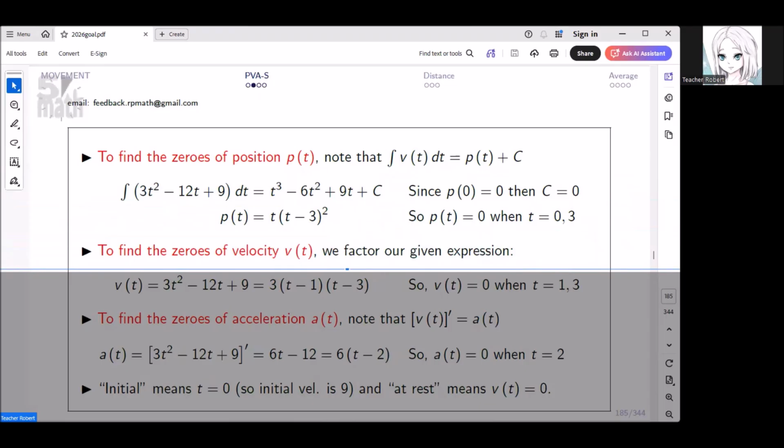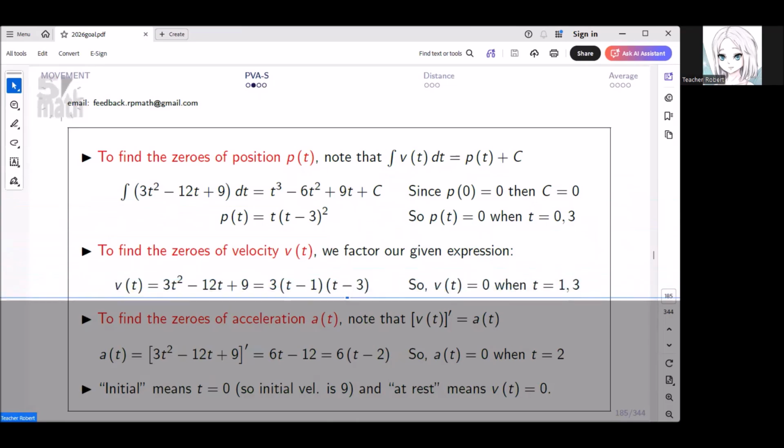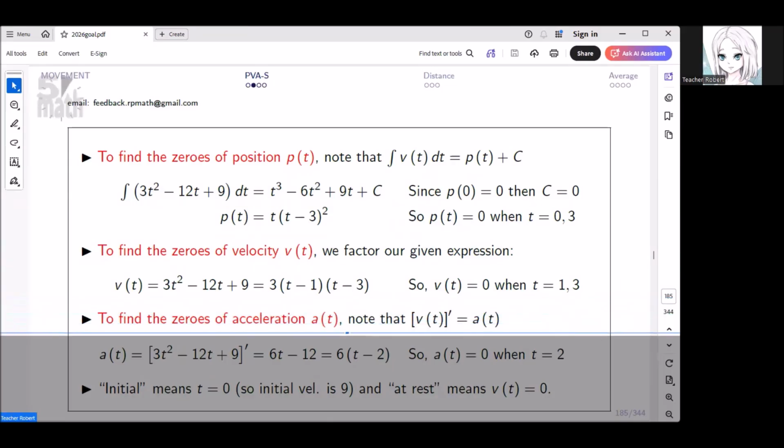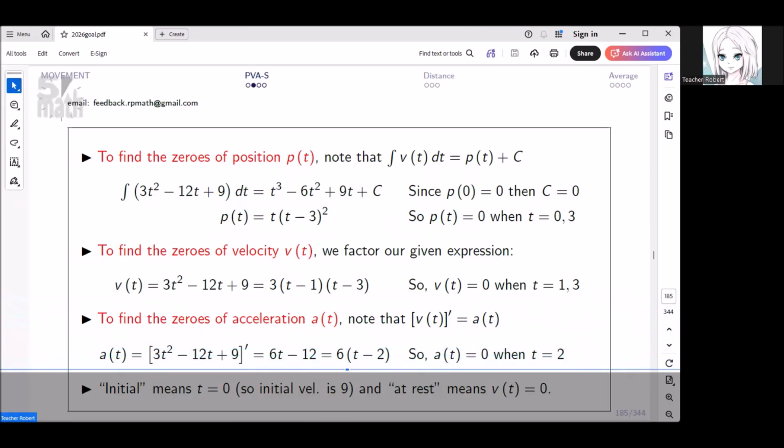To find the zeros of velocity, v of t, we factor our given expression. So v of t equals 0 when t equals 1 or 3. To find the zeros of acceleration, a of t, note that v of t prime equals a of t. So a of t equals 0 when t equals 2.